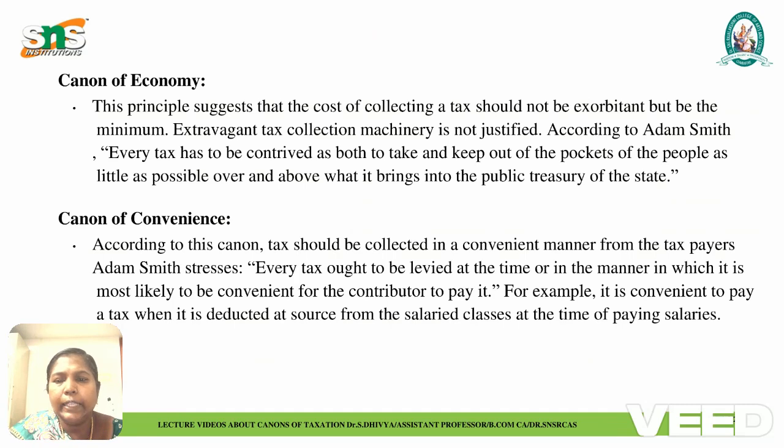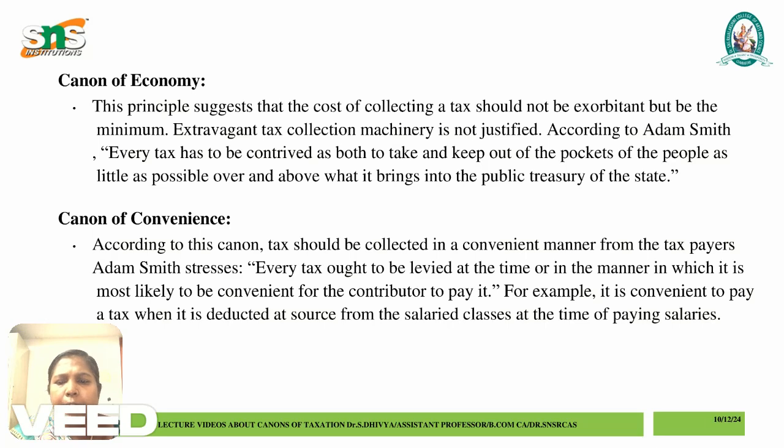Next we will see the canon of economy. The principle suggests that the cost of collecting a tax should not be exorbitant but be the minimum. Every tax ought to be contrived so as both to take out and keep out of the pockets of the people as little as possible over and above what it brings into the public treasury of the state.